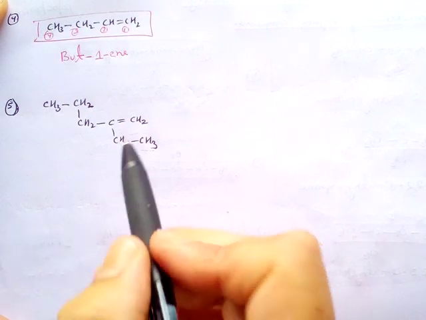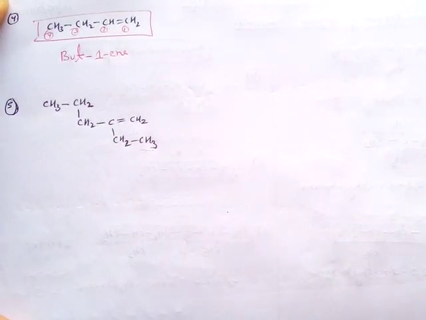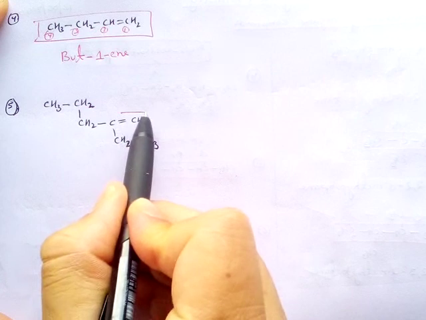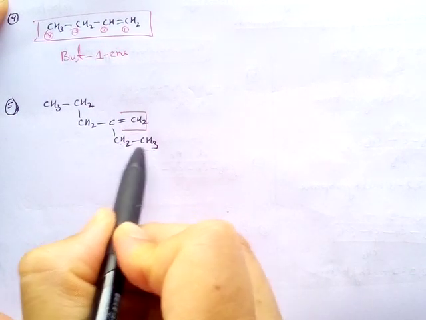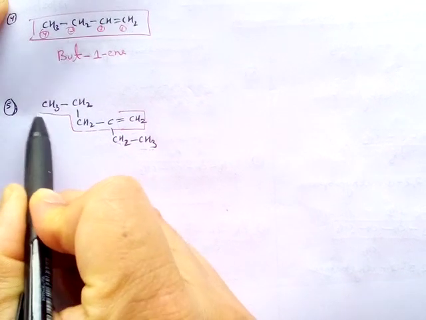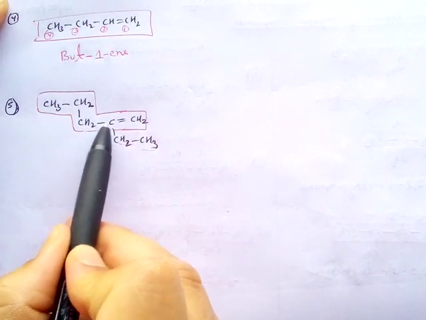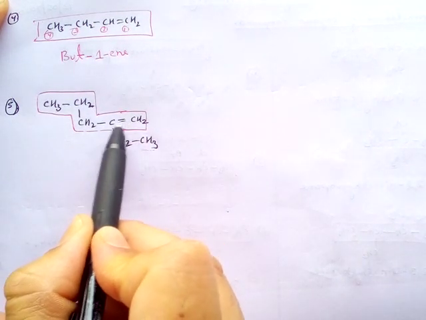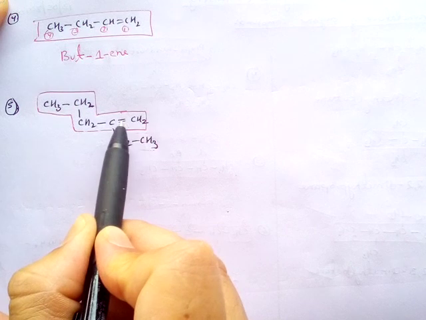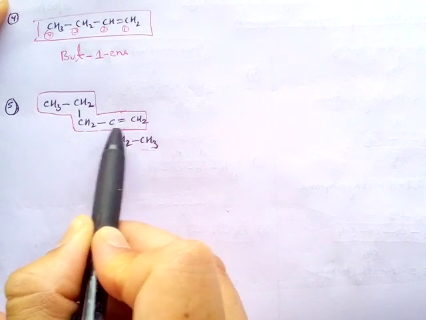The rule says that a double or triple bond must be in the parent chain. So we cannot exclude this carbon, it has to be in the parent chain. So this shorter one, it has to go this side. No doubt this is a shorter chain, 1 2 3 4 5, but this is the parent chain because it includes the double bond, and both carbons attached to the double bond are in the parent chain.